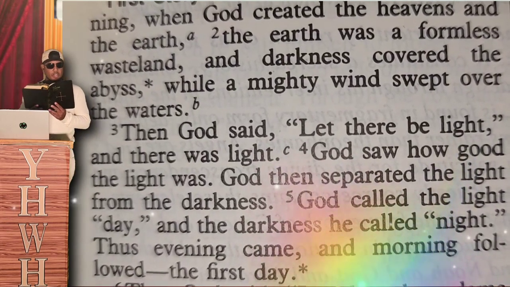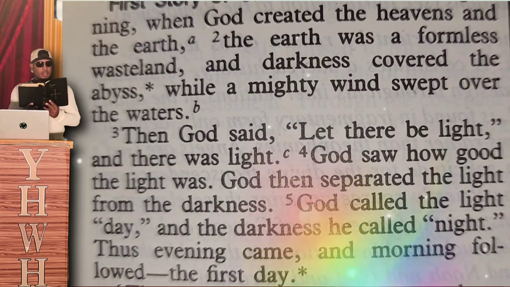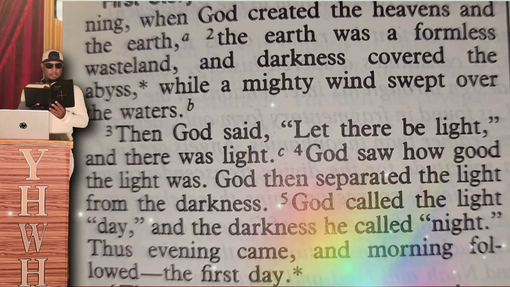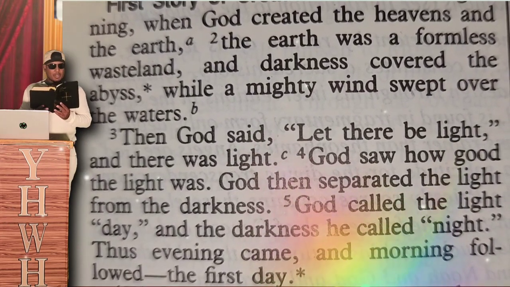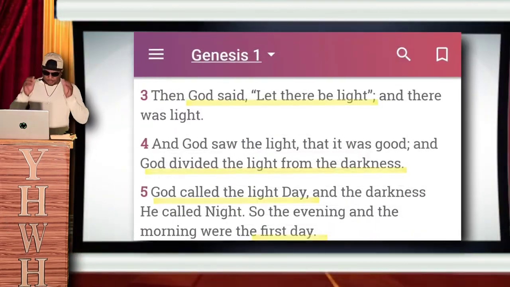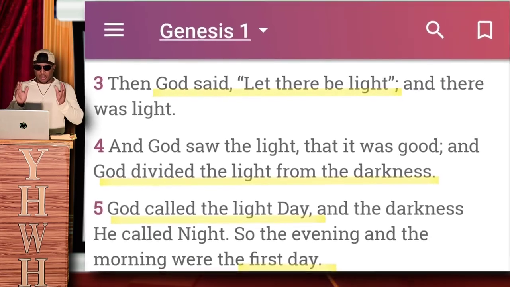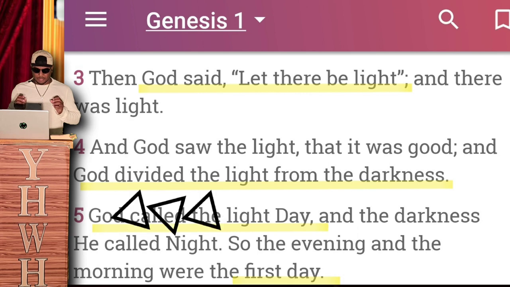God saw how good the light was. God then separated the light from the darkness. God called the light day, and the darkness he called night. Thus evening came, and the morning followed, the first day. Now, very important. God called the light day, not the sun.